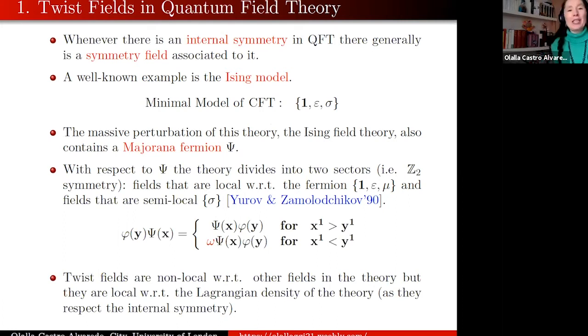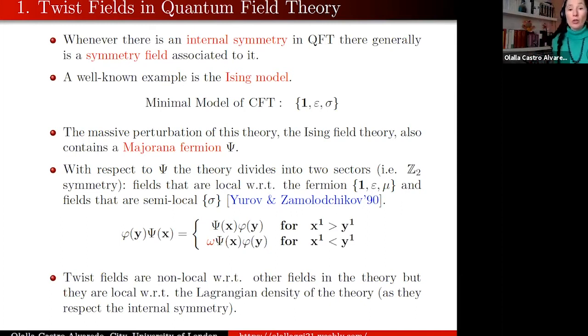So if you think about these two fields, phi and psi, what we are saying is that if one of them is a twist field, it turns out that when you exchange them, depending on the order of their position in space-time, if you exchange the two fields for a certain ordering, you pick up a factor, this omega. This omega was called by Yurov and Zamolodchikov, I think, the semi-locality factor, which for the example of the Ising model is just a minus sign. And for the branch point twist field, it is going to be something more complicated.